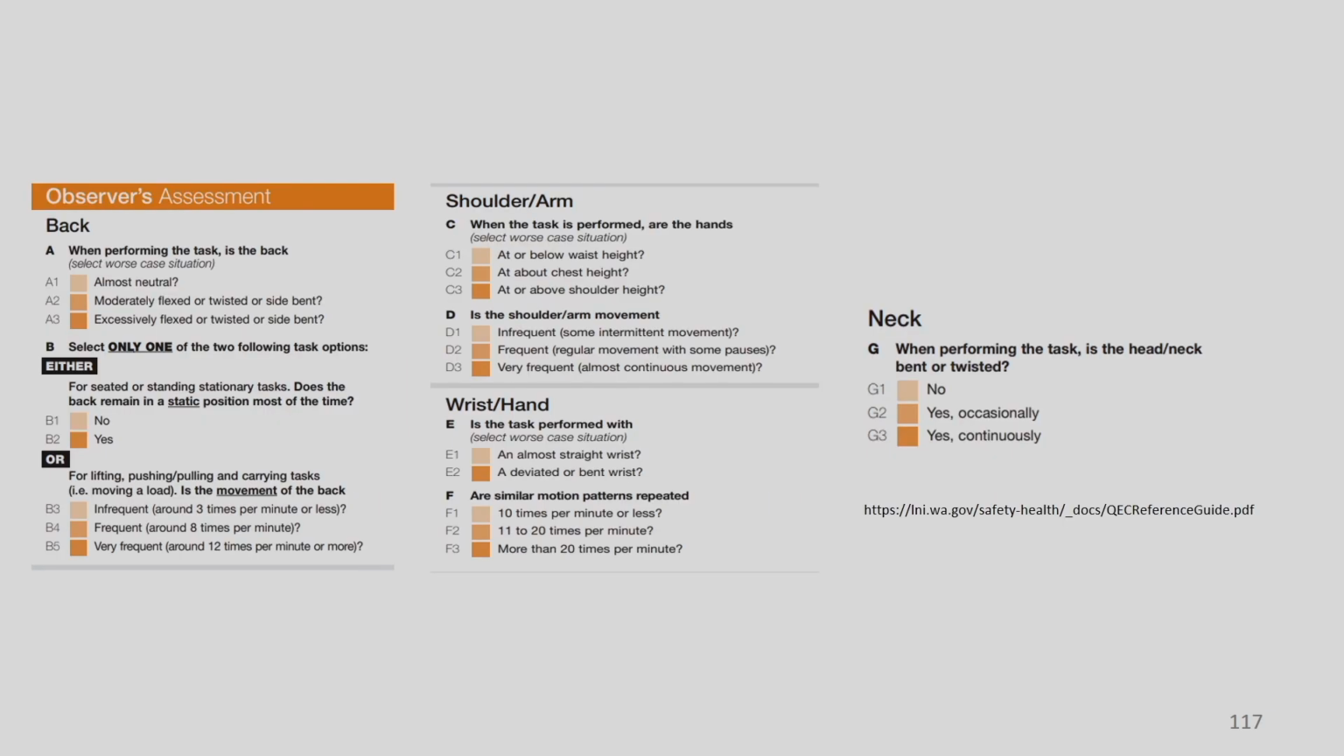This is the observer's assessment. You have to tick here. You can see that you select only one, either B1, B2 or B3, B5. If you read, you can understand why: B3, B4, B5 are only for lifting, pushing, pulling and carrying, whereas this is for static or repetitive. So either you say yes or no, or if you are doing lifting, pulling, pushing, then this is the definition, and accordingly you have to tick one. So for the observer's assessment you get some value, okay.